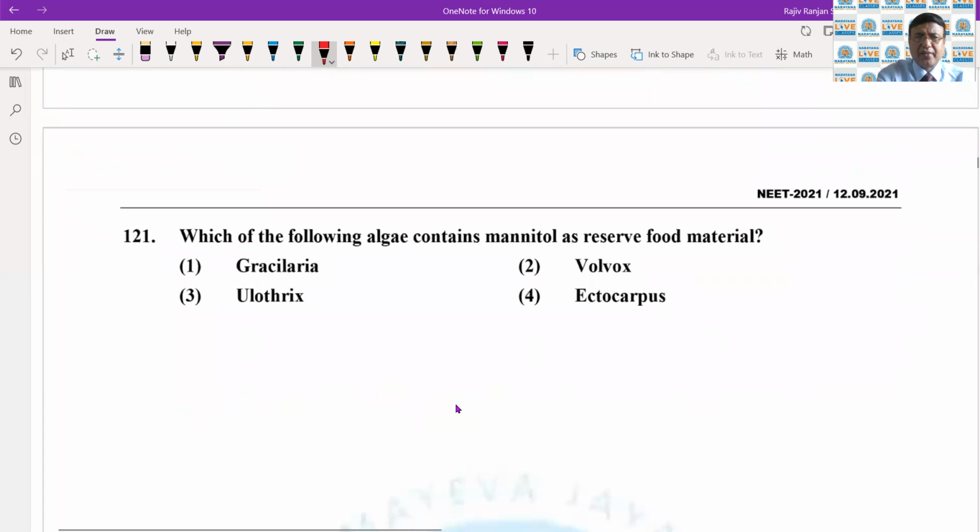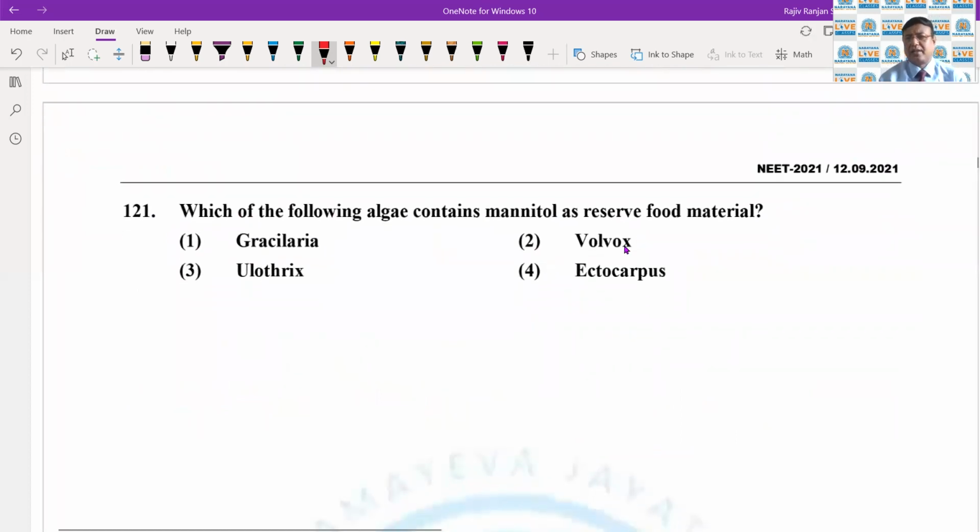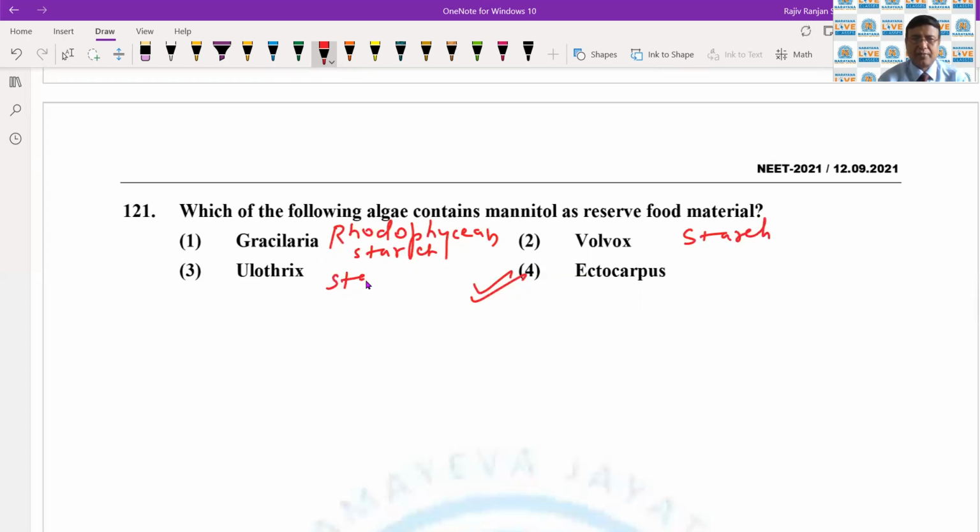Question number 121. Which of the following algae contains mannitol as a reserve food material? 1, Gracilaria; 2, Volvox; 3, Ulothrix; and 4, Ectocarpus. The correct option is 4, Ectocarpus. Gracilaria is basically a red alga, and it is the source of agar. It contains rhodophycean starch as a reserve food. Volvox is a green alga, so is Ulothrix. Both Volvox and Ulothrix contain starch as a reserve food, whereas Ectocarpus is a brown alga.